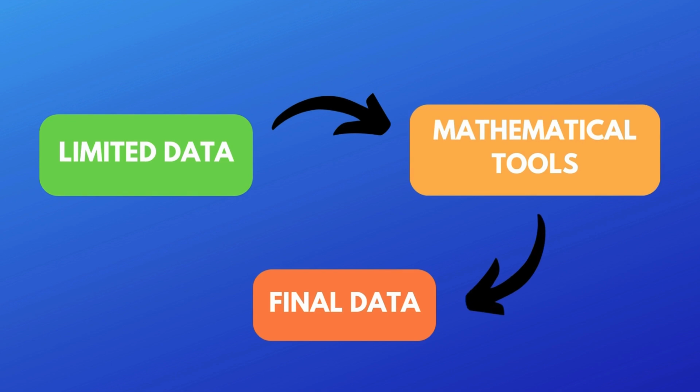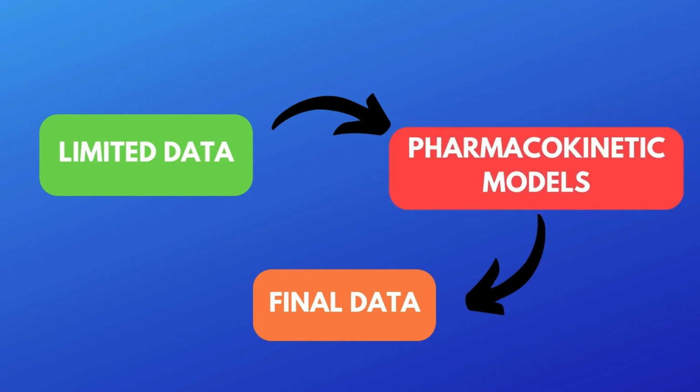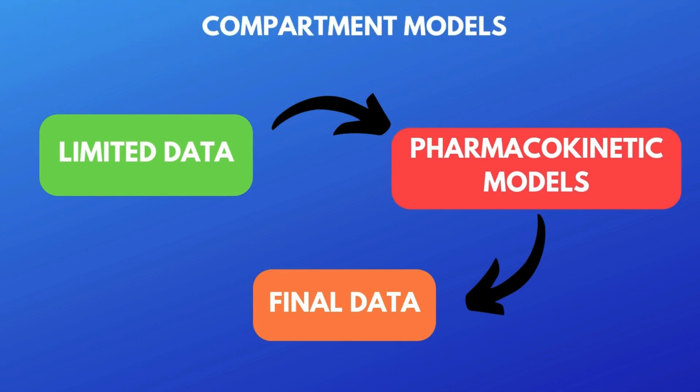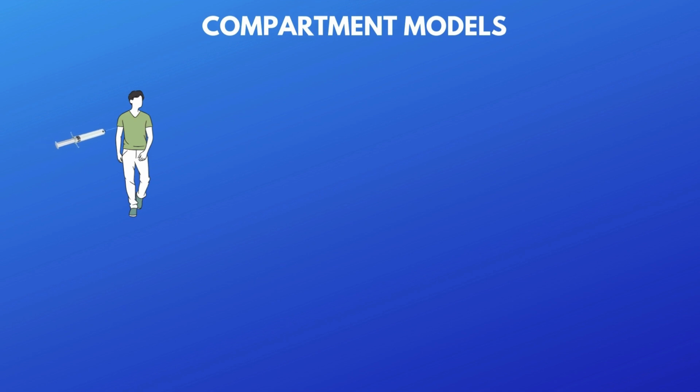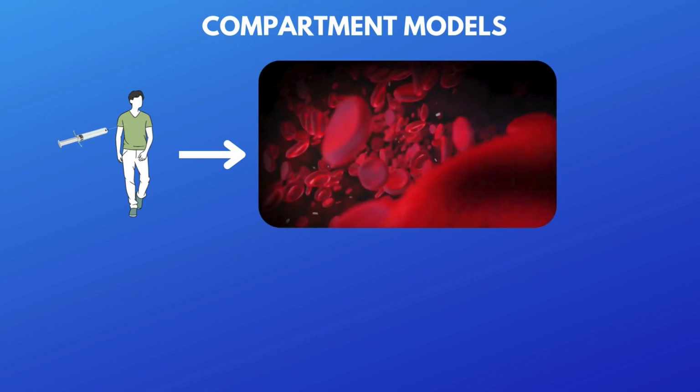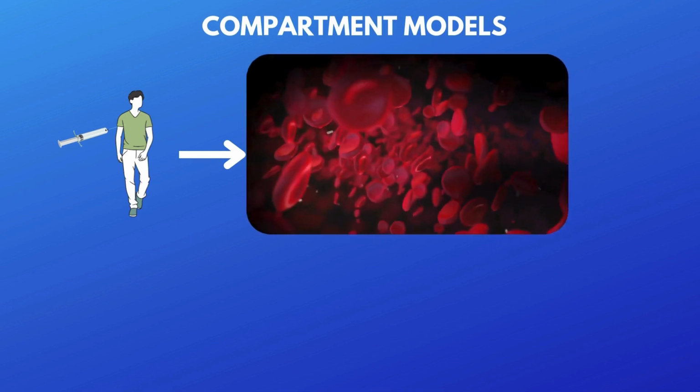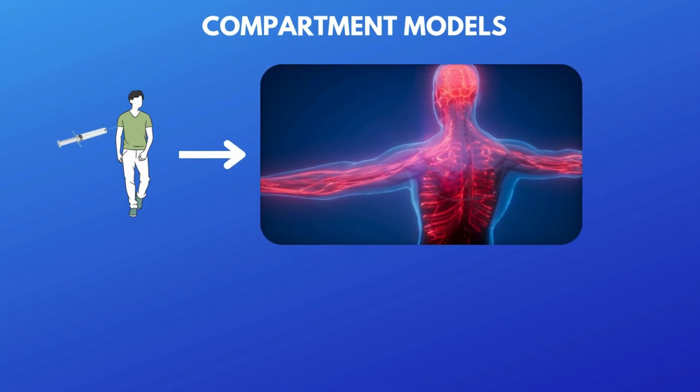What are these mathematical models? Well, these are called pharmacokinetic models. Out of 4 mathematical models, the compartment model is one of them. Now, let's look at the compartment models. Here, a person was given an injection of a drug. The drug first enters the bloodstream. Later, it gets distributed throughout the body.